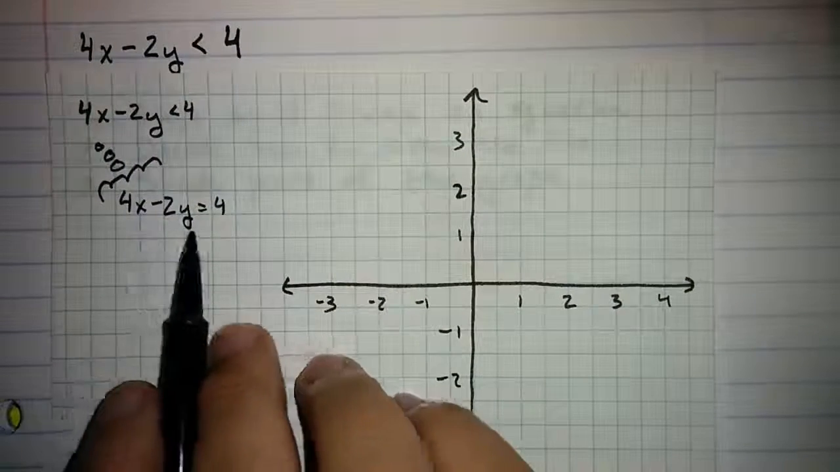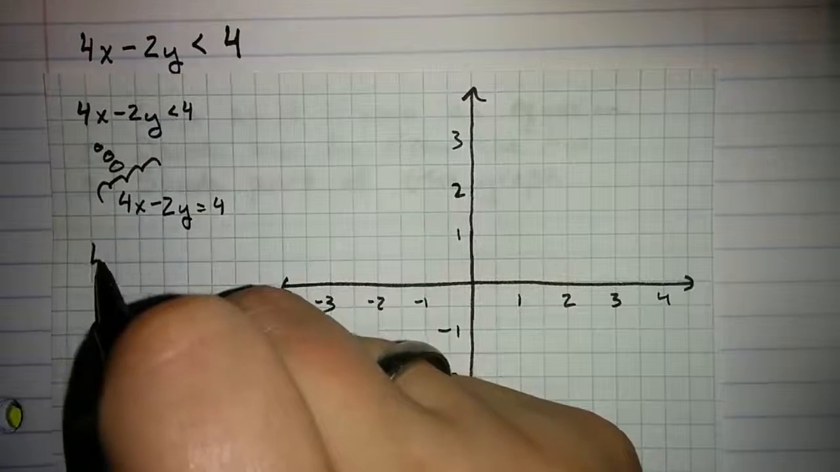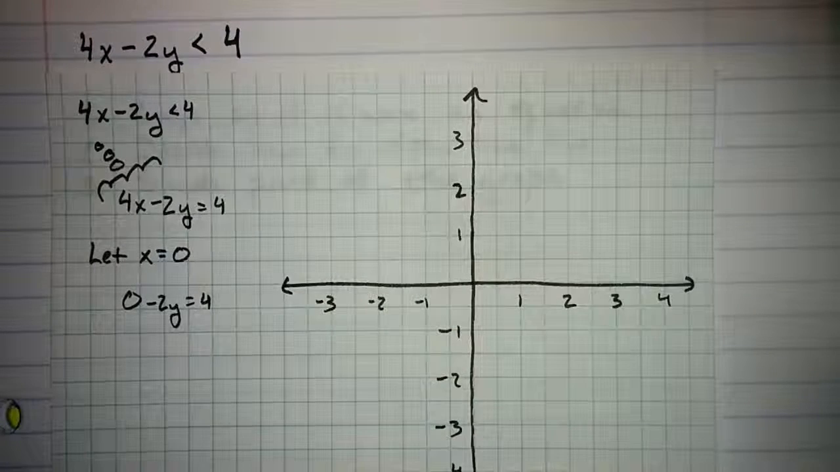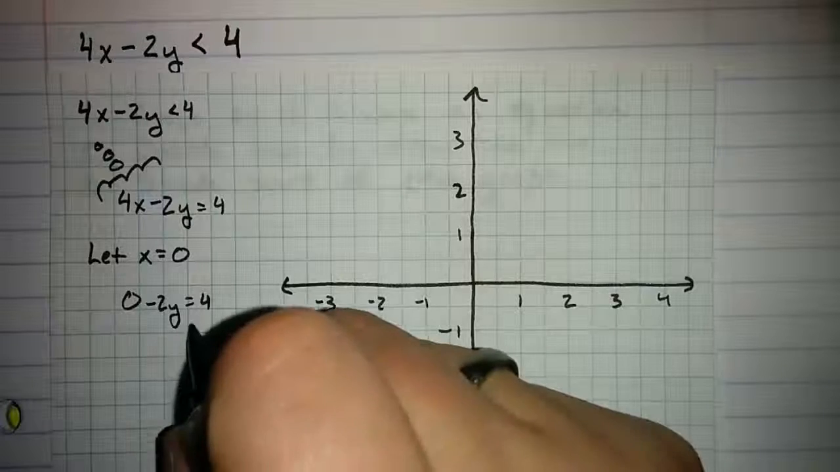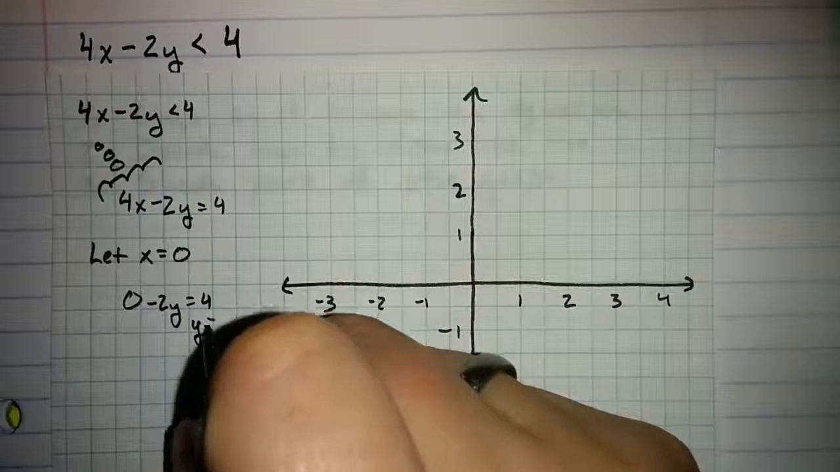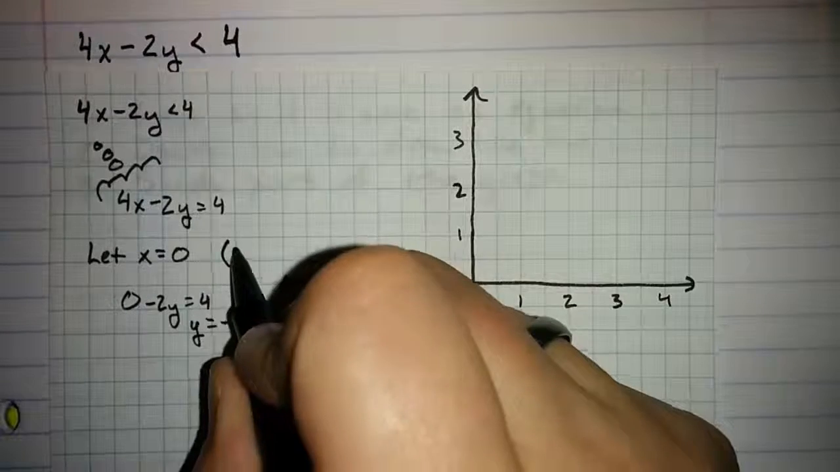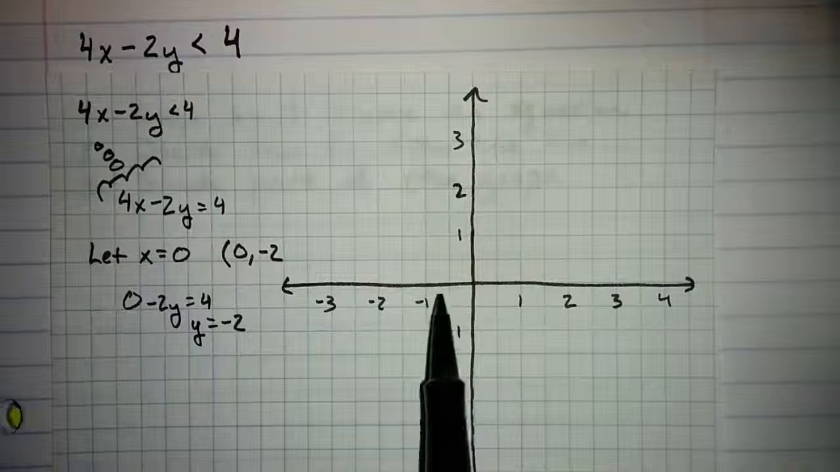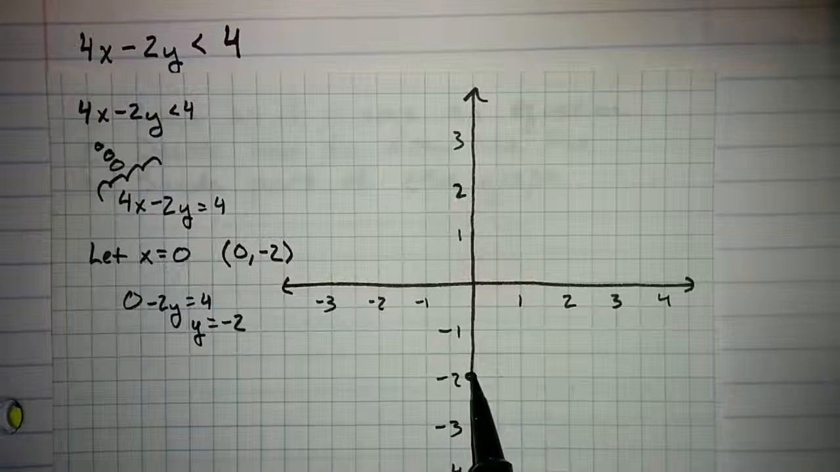So, well, this looks like we're going to have nice intercepts, right? Let's let x equal 0. We'll get 0 minus 2y equals 4. Divide both sides by negative 2. Y equals negative 2. So that'll give us the point 0, comma, negative 2. X is 0. Y is negative 2.